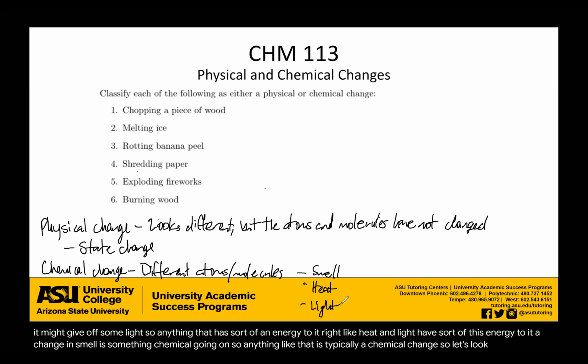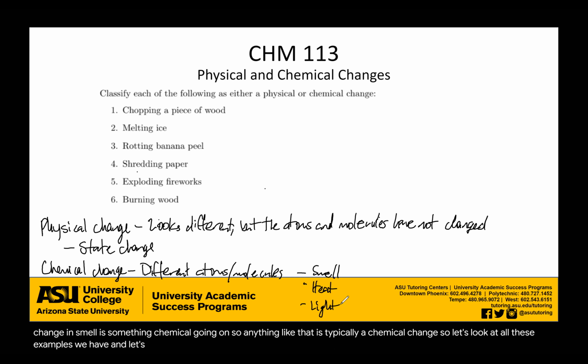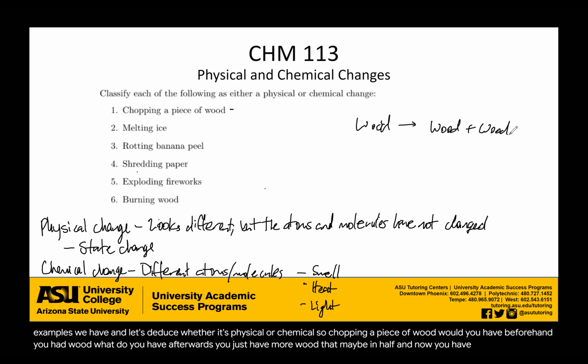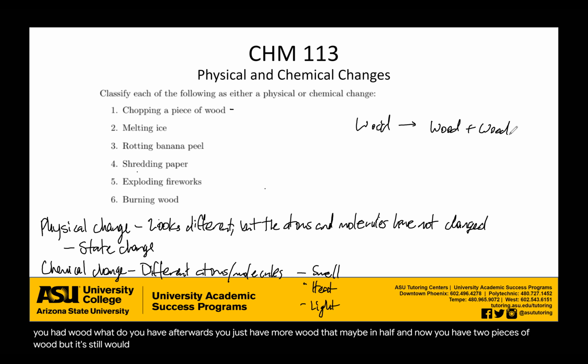So let's look at all these examples we have, and let's deduce whether it's physical or chemical. So chopping a piece of wood. What do you have beforehand? You had wood. What do you have afterwards? You just have more wood, right? You just chopped it maybe in half, and now you have two pieces of wood, but it's still wood. If you were to zoom in molecularly, it still looks exactly the same. So this is definitely a physical change.